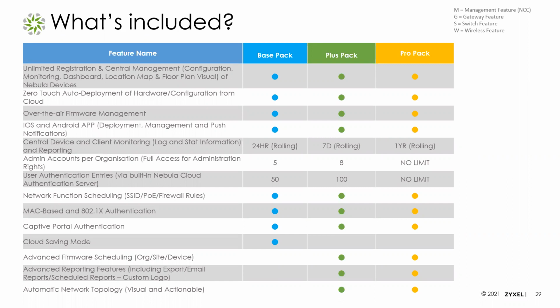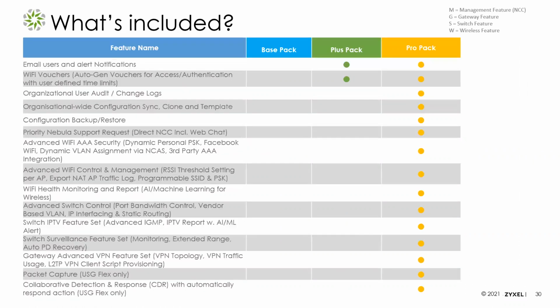We have an automatic network topology view where we'll basically map out visually where the different devices on your network are, which devices they're connected to. So again, Plus and Pro Pack features. Email alerts and push notifications require a Plus or Pro Pack. So for instance, we can email you to let you know when a device has gone offline or a site or customer has become unreachable.